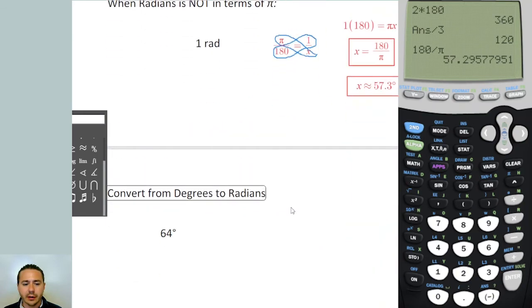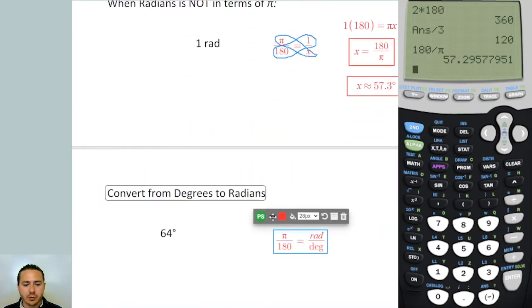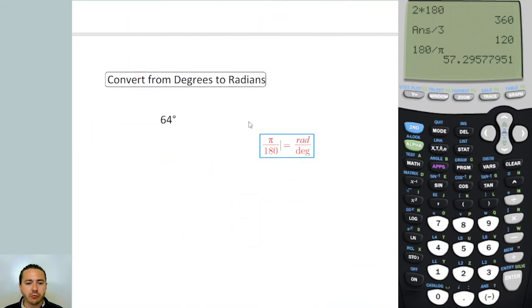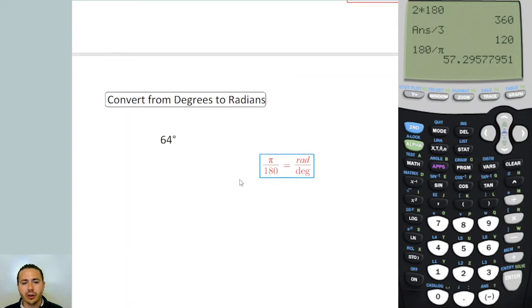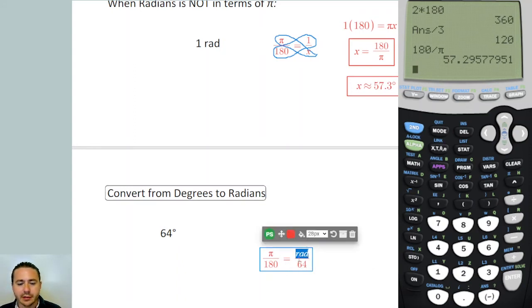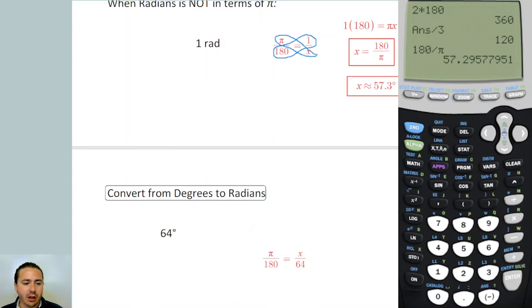Bring it down here. That's the proportion I'm going to use because we know that 180 degrees is equal to pi radians. And what we're trying to do is go from degrees to radians. So you're going to solve it similarly to this one up here. Up here we put the 1 radians where I had radians and x where degrees was because I was trying to find degrees. And here it's reversed, right? So I know the degrees is 64, but my radians, that's my unknown.